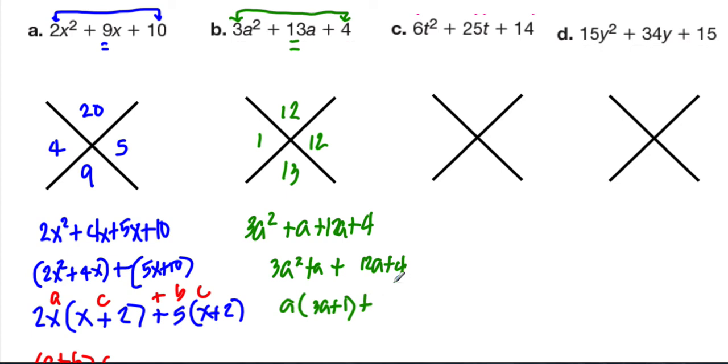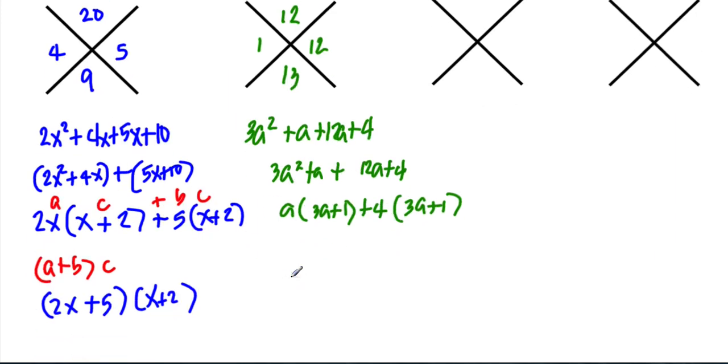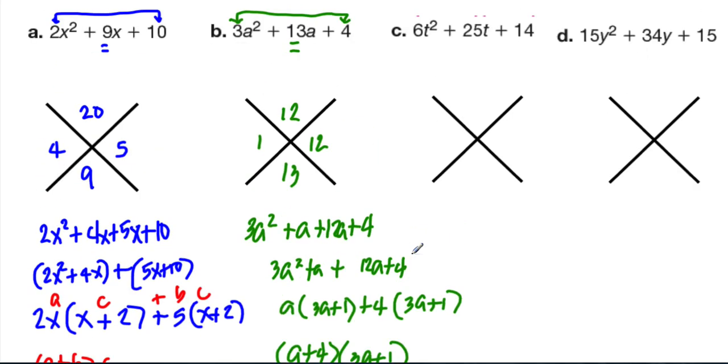And then we factor out 4. This also becomes 3a + 1. Using the distributive property like the one that we did in a, this now becomes (a + 4) times the quantity (3a + 1). Okay? And that's a factored form of 3a² + 13a + 4.